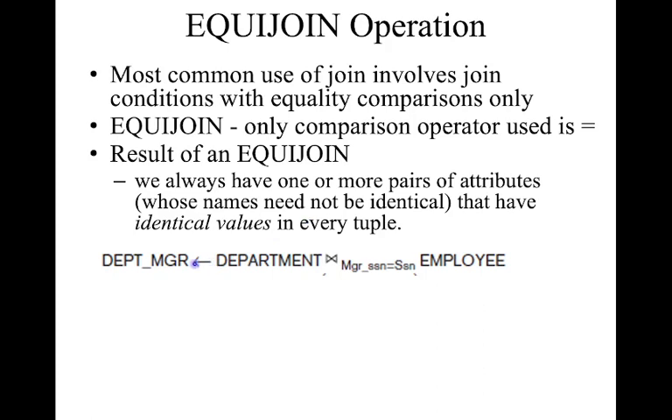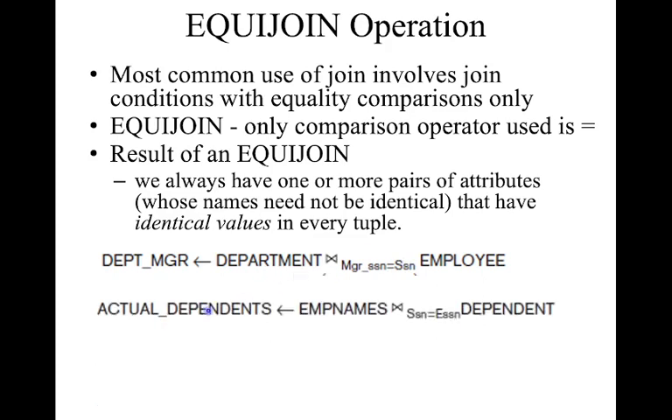For example, in the previous example we have already seen, joining department and employee based on the equality condition manager SSN equal to SSN. So this is an example of equi join. And another example we have already seen, joining names and department based on SSN equal to SSN. So we are using the equality operator, and this is known as equi join.